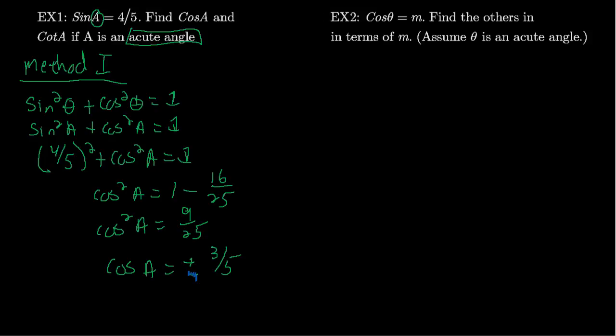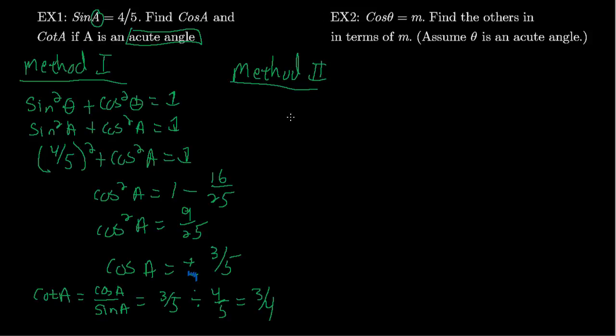Once I know what sine and cosine are, I can find the other requested trig statement, cotangent. Cotangent A is defined as cosine A over sine A. So I'm going to say cosine A 3/5 divided by sine A, which I was given as 4/5. 3/5 times the reciprocal of 4/5, 5/4, gives me 3/4. That's the first method.